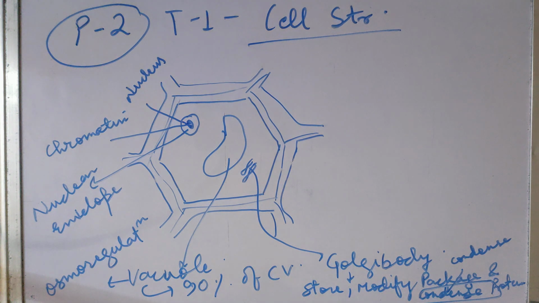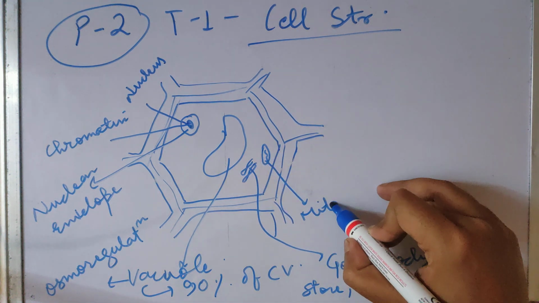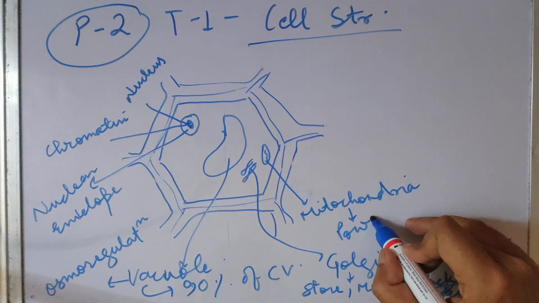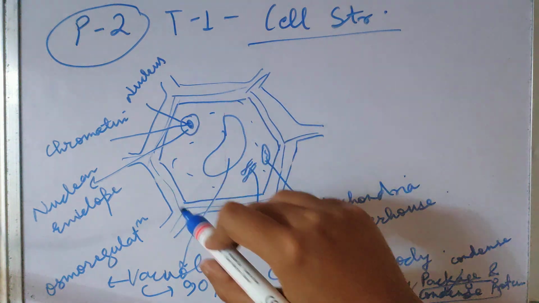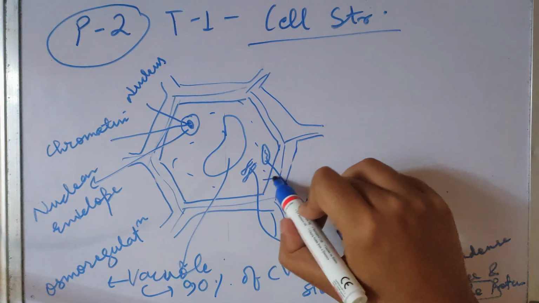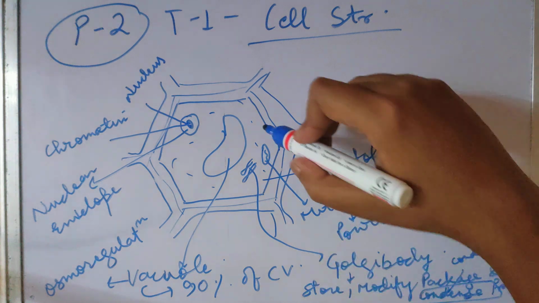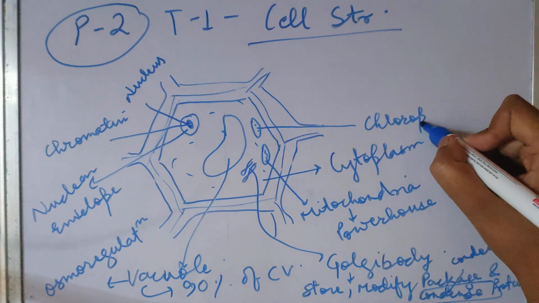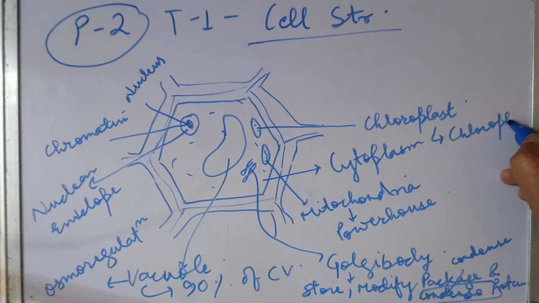We will also see here mitochondria. And you all know that mitochondria is the powerhouse of the cell. And all this except the nucleus inside the protoplasm is cytoplasm. Here we will also see chloroplast. It contains chlorophyll, which is very important for photosynthesis. You all know that.